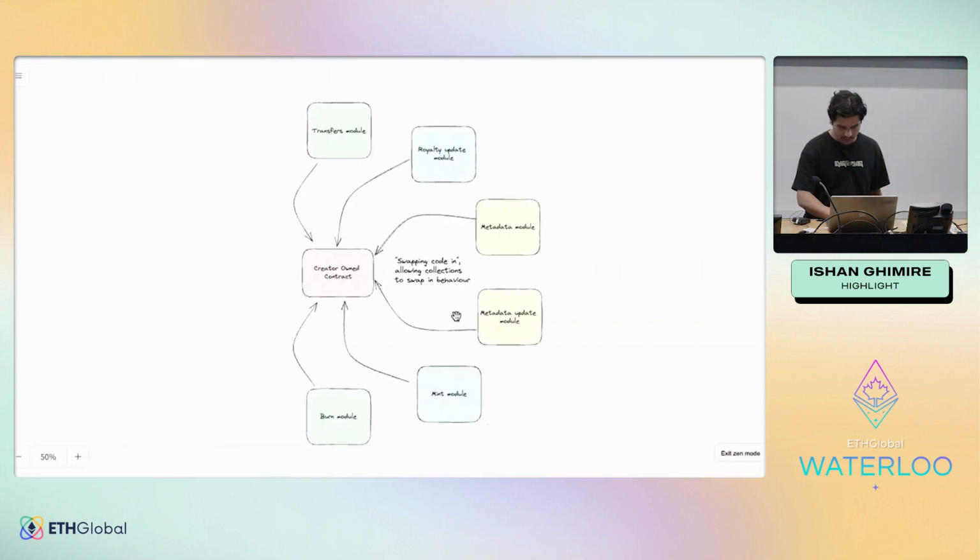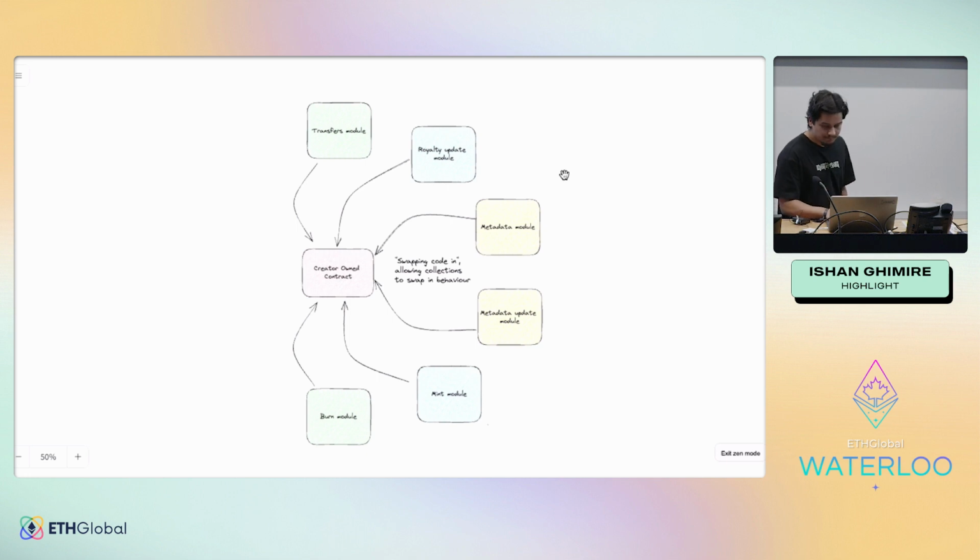So coming here, the collection that you actually deploy can basically refer to a bunch of modules. So almost anything about the collection that you want to modify, like the behavior, you can. Whether that's burns, transfers, how the metadata is rendered, how the metadata can be updated, how the royalties can be updated, how the NFTs can be minted, you can have your own custom smart contracts or use some of our modules and then swap them in and out, move them, that sort of thing.